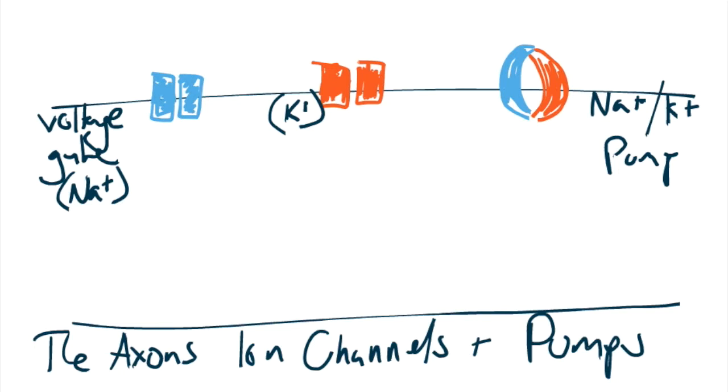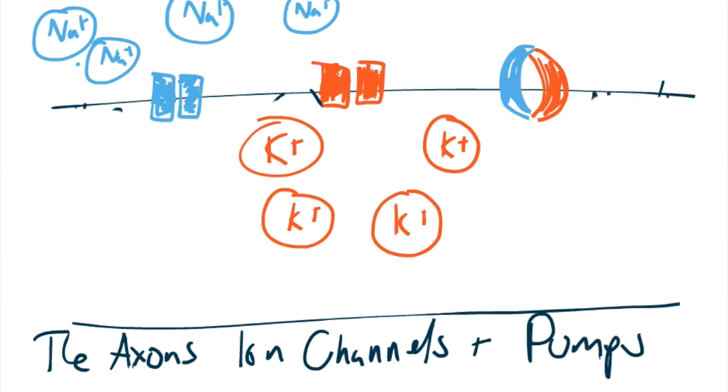The voltage gate for sodium opens at negative 50 volts, when the membrane potential reaches negative 50. The potassium opens at 40. This means that neither of the voltage gates are open at the same time. When at rest, the sodium remains outside of the axon and is more positive outside. The more negatively charged proteins are on the inside, which is also where the potassium is.